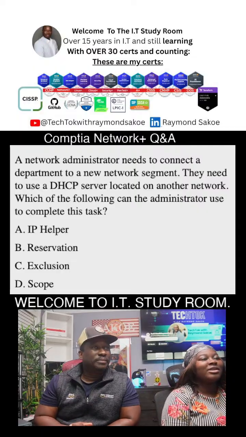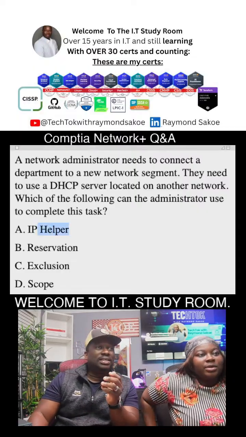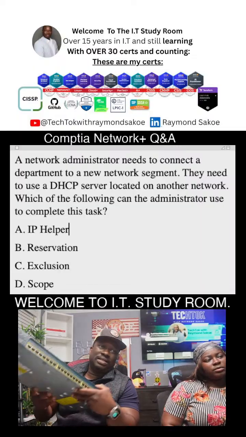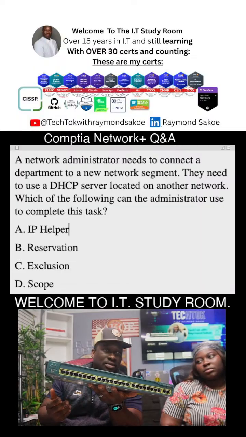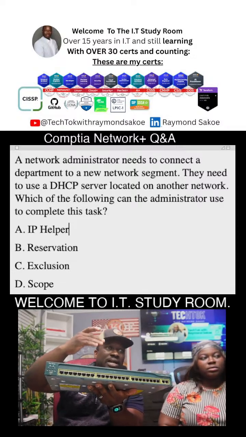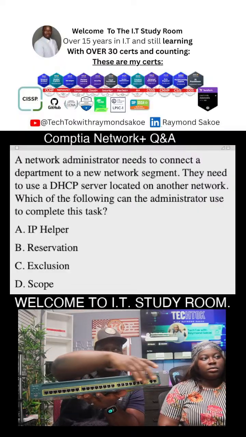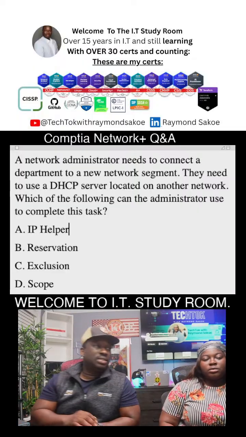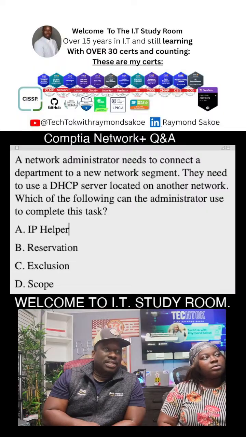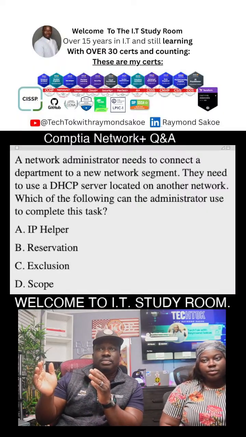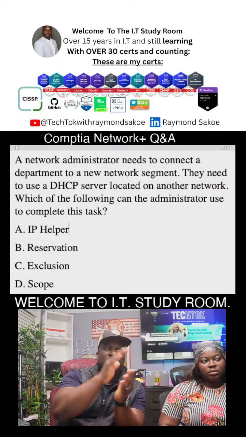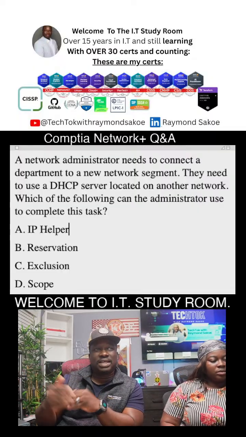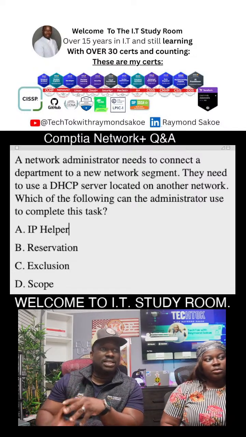The answer was A. I'm going to explain that. So, IP helper. The simple explanation is that switches block broadcast, or will never carry broadcast from their network to the next. It will stop on the switch. But DHCP uses broadcast, which is discovery. So if you want to use a different network segment, and centralize the DHCP server, you have to configure IP helper on the new network so that it can relay the information to the next network. So that is it.